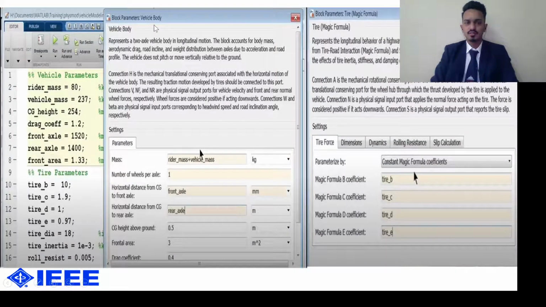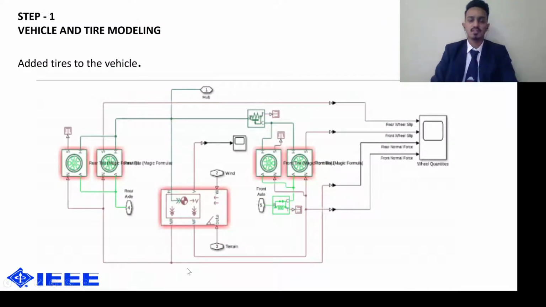The block parameters of the vehicle body are these: horizontal distance from center of gravity, horizontal distance from rear axle, and this is the data that we are going to feed with the magic tire formula parameters. This data we got from the MATLAB Simulink Racing Lounge. Therefore, step one is vehicle and tire modeling.